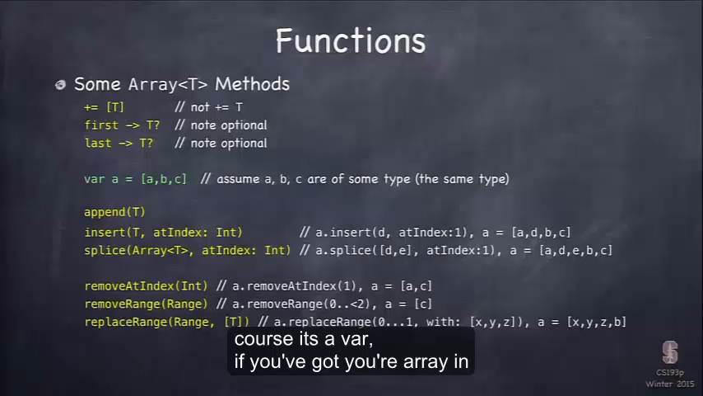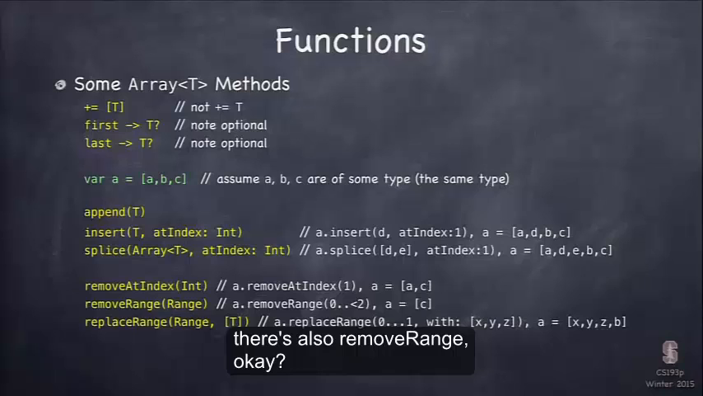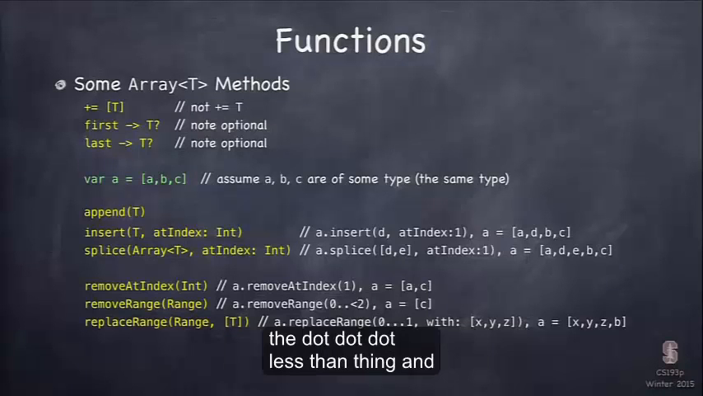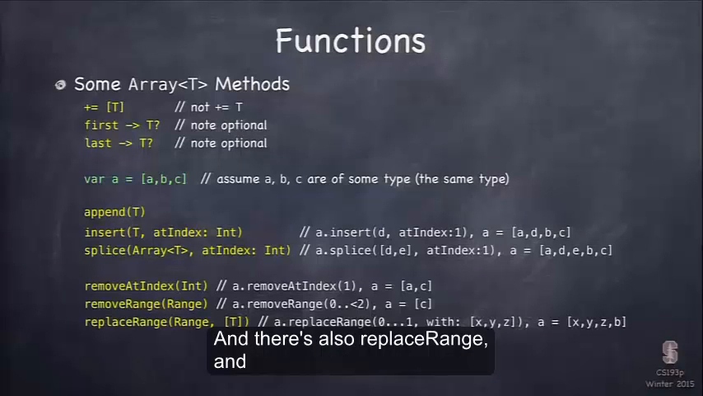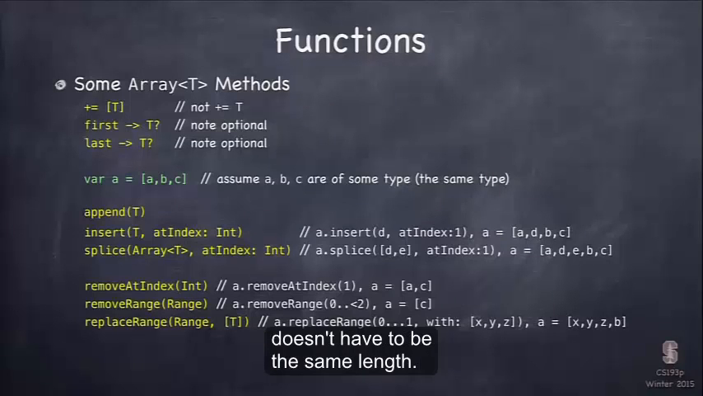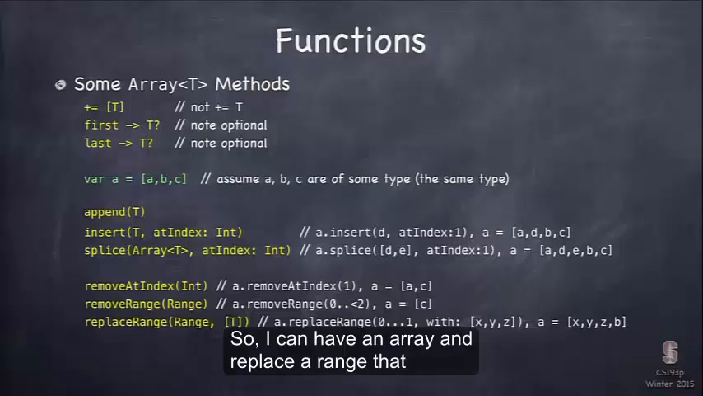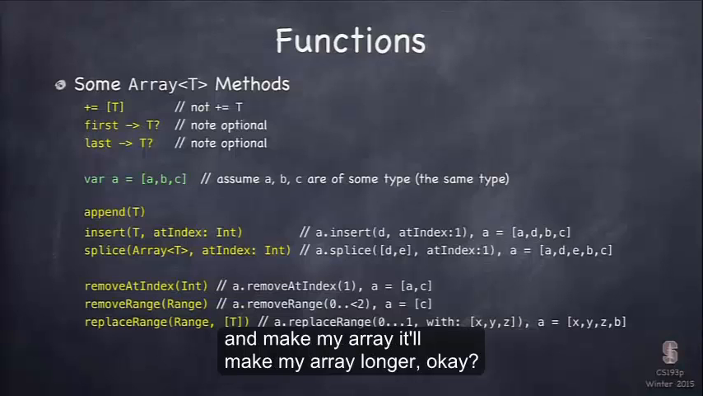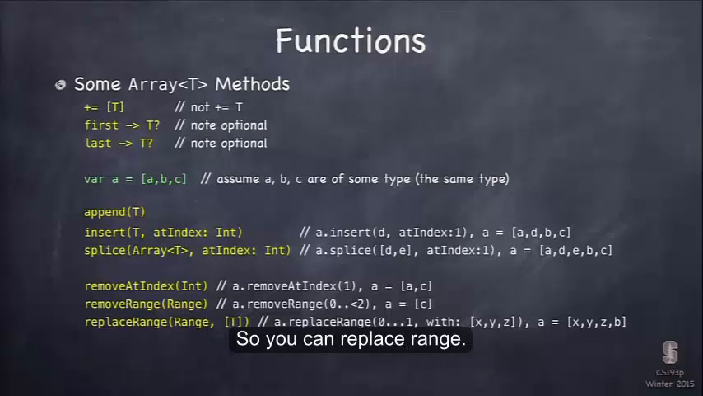If you've got your array in a var, you can do remove, add, index. There's also remove range. You can specify a range with the ... or the ..< operator and remove a range of your array elements. And there's also replace range. When you replace a range, the thing you replace it with doesn't have to be the same length. So I can have an array and replace a range that spans 3 things with something that is 6 long, and it'll make my array longer. So I can replace range.